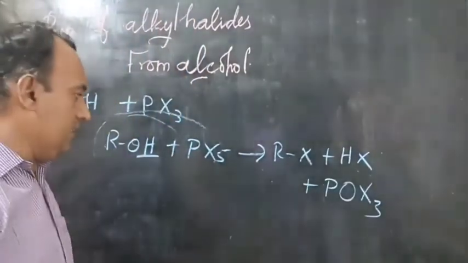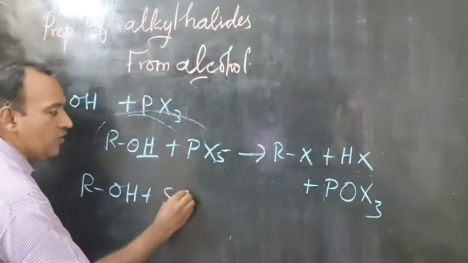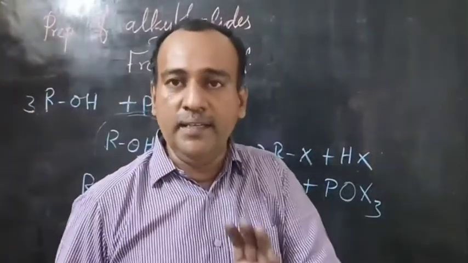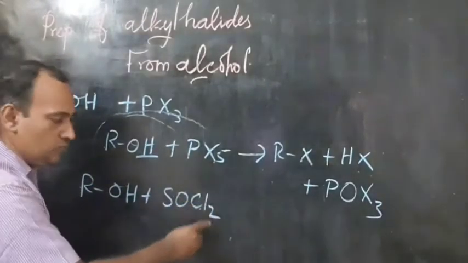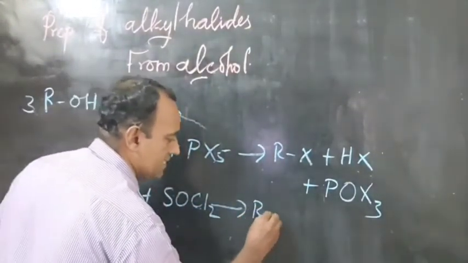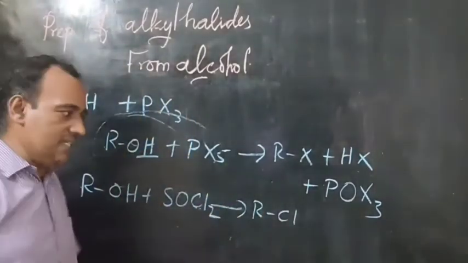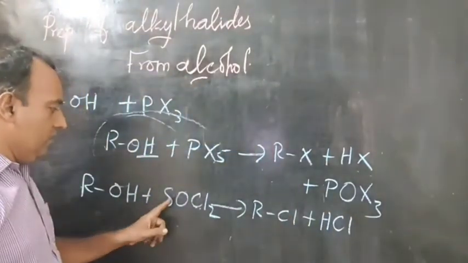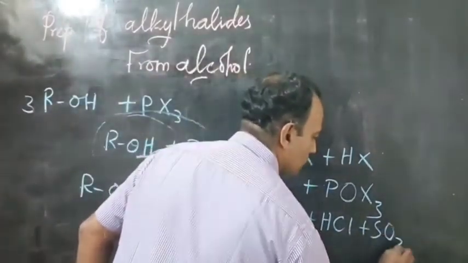Now the next method: alcohols when heated with thionyl chloride. SOCl2 is called thionyl chloride. This R will take one Cl from here, 2 Cl are here, but this R will take one Cl, so we get RCl. Then this H will take another Cl, we get HCl. Then what are the remaining? One S and one O are here, so we get SO2.